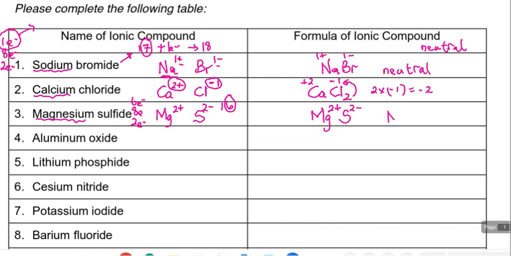So the formula for this compound is MgS. I need 1 of each. 1 magnesium gives away 2 electrons. 1 sulfur is going to take on 2 electrons. Let's do one more. Aluminum oxide.